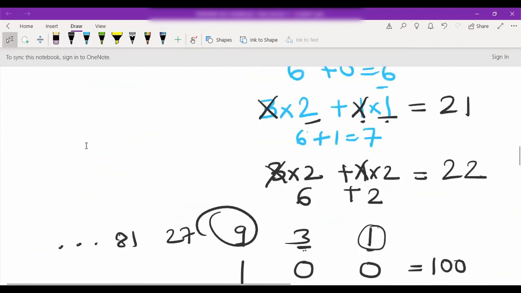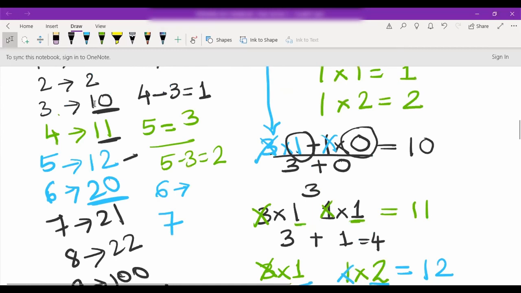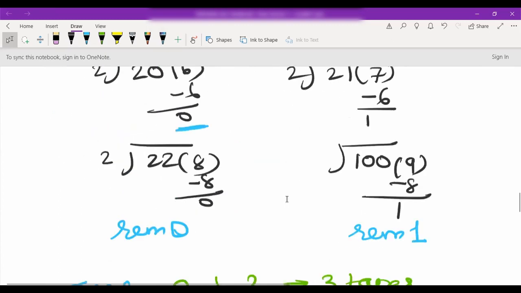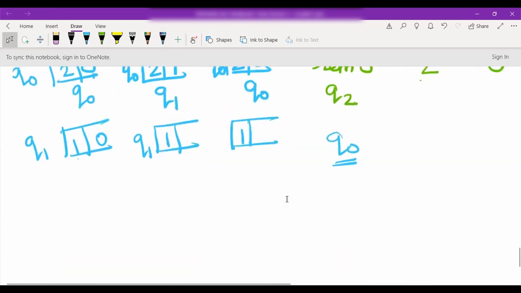Where is our number system? So this is number 10. Number 10 is nothing but number 3. So what is the case with the number 3? Number 3 is divisible by 2. What was the remainder? Remainder was 0.